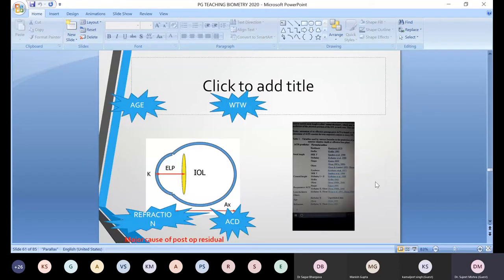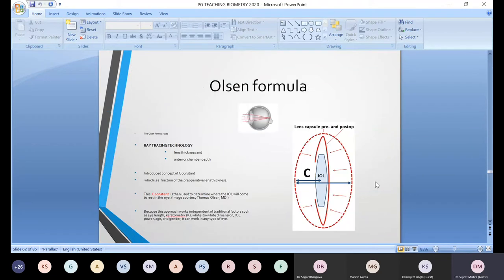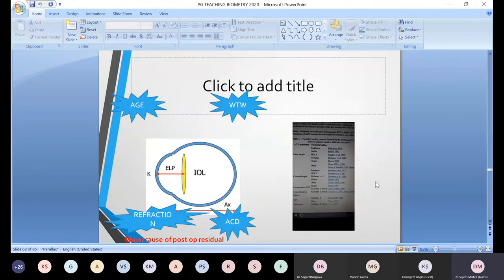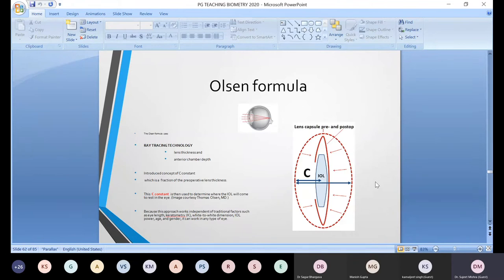Then again, in the Olsen formula also, they tried to find out where the lens will sit. So what were we looking for? We were looking for the big answer. Even if you measure the cornea, even if you measure axial length, the bigger question of where the lens is going to sit inside the eye still remains most challenging. That is why I showed you the surgeon's factor, and that is why I'm now going to show you the C constant of the Olsen formula.